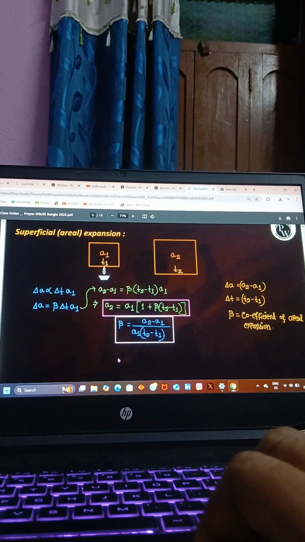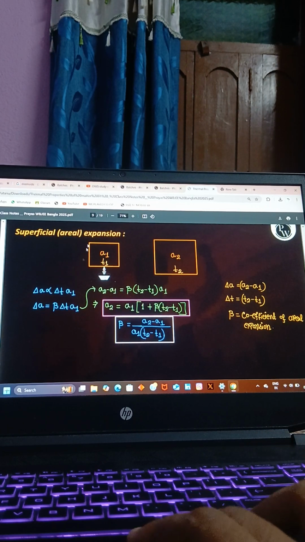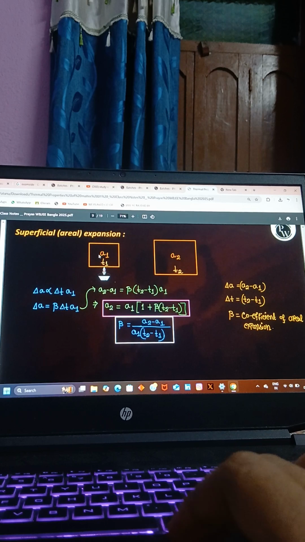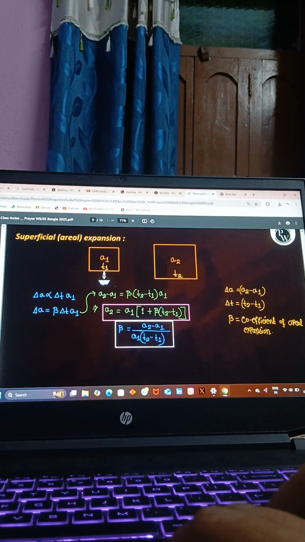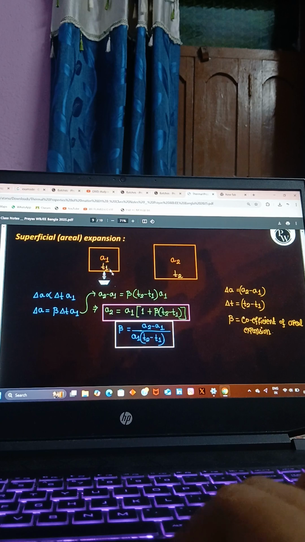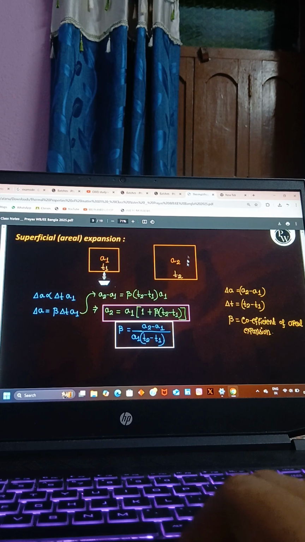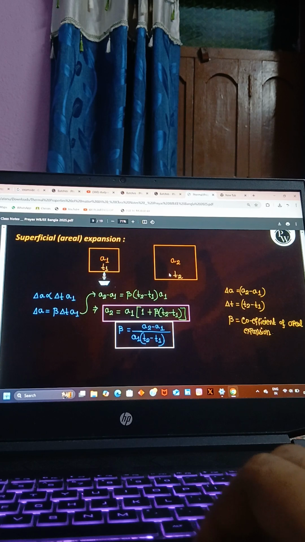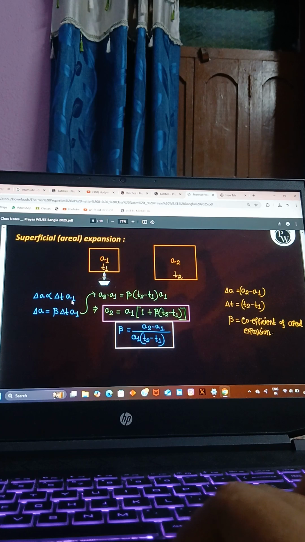Areal expansion. If we take a square and its primary temperature is T1, and if we heat it continuously, it will expand to a new area that is A2, and its temperature will be T2. Delta A varies as delta T into A1.